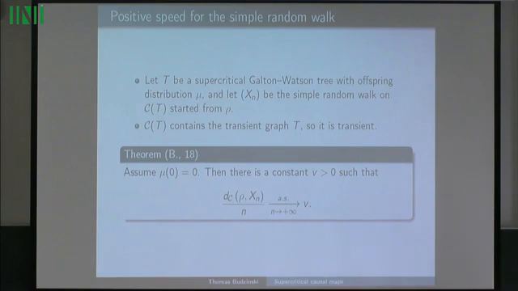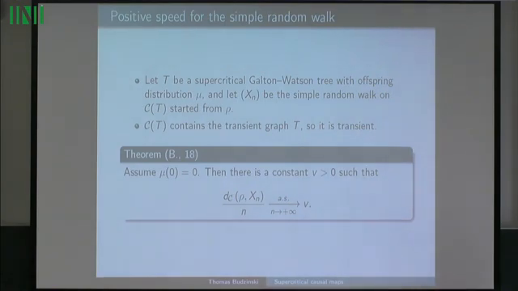Assume that mu of 0 is equal to 0, so the underlying tree has no leaf. I don't believe that this assumption is necessary, but I only managed to prove this result in this case. Then the simple random walk has positive speed, which means that the distance between the random walk and the root vertex grows linearly in n.